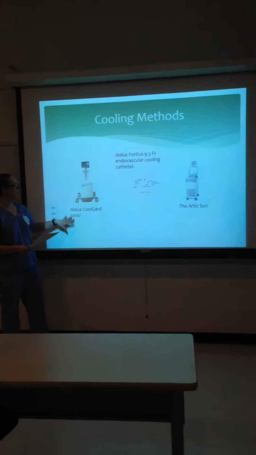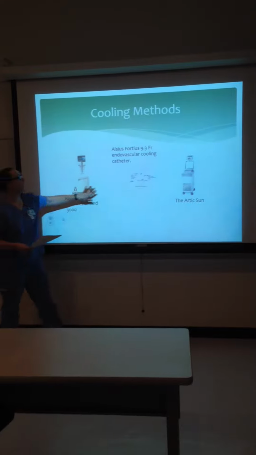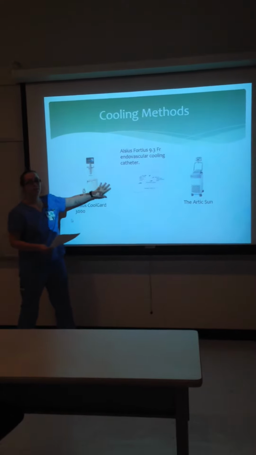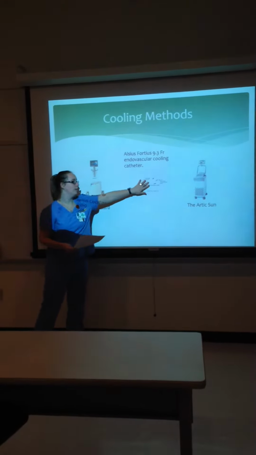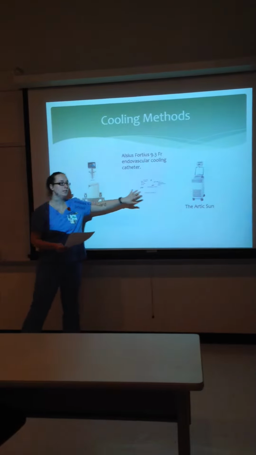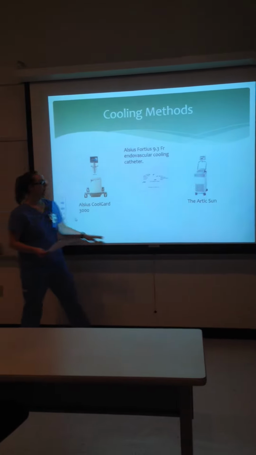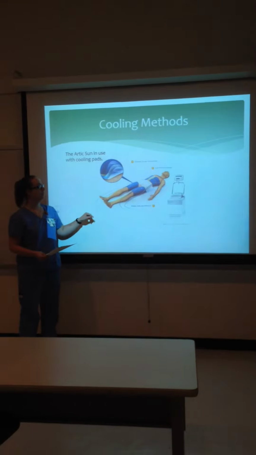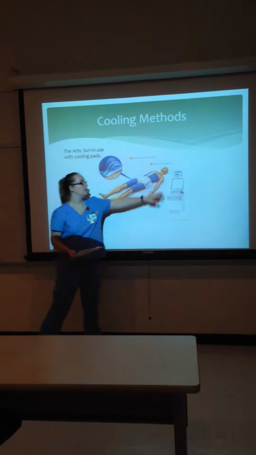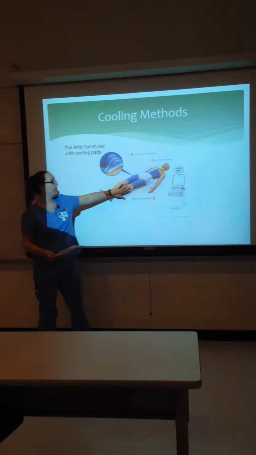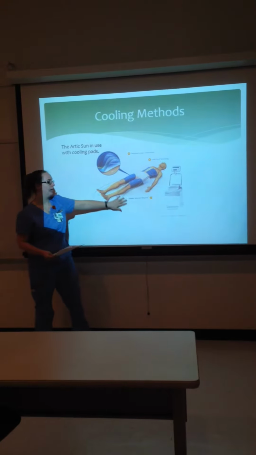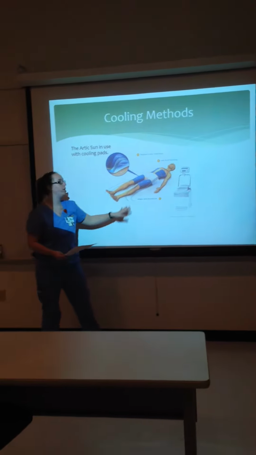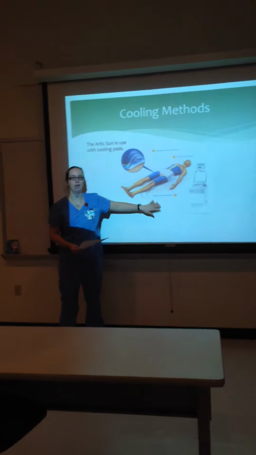This is a picture of one of the machines that uses fluids and cools them down. And then this is the catheter that's used with it that goes in there. And then this is the Arctic Sun, and we have a picture of it being used in the next slide. And see, it just cools the fluid and takes it through these cooling blankets, and then it allows the fluid to go back and forth, and that way you can monitor the patient's temperature using that.